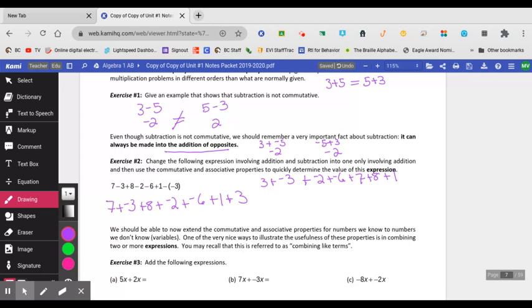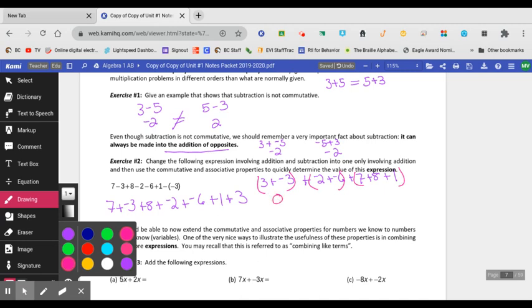Now that's using commutative property where I rearrange. Now I'm going to use associative where I'm going to group the 3 and negative 3 together. And then I'm going to group my negatives together. I'm going to group my positives together. And then 3 plus negative 3, that's 0. Negative 2 plus negative 6 is negative 8.